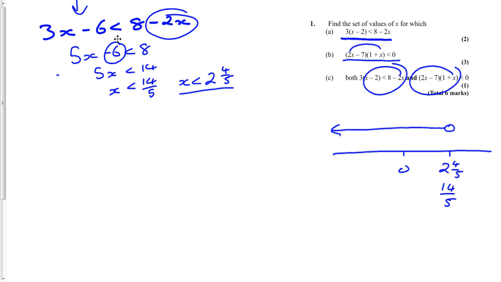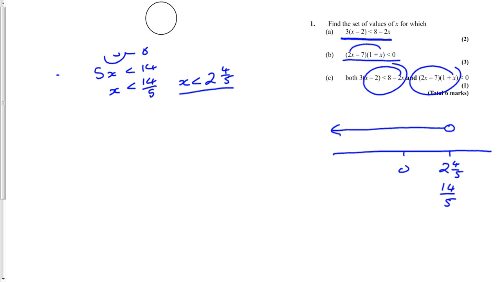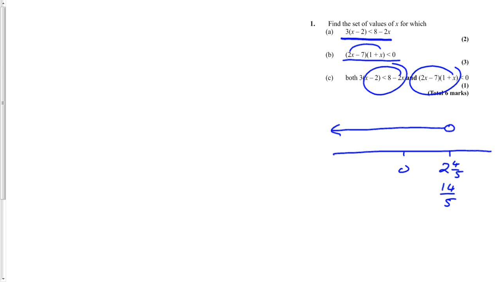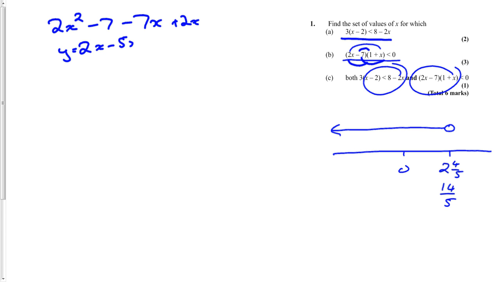So what we're going to do, if we get rid of the first question there, if we multiply that out, we're going to get 2x squared. We're going to get minus 7. We're going to get minus 7x. And we're going to get plus 2x. Which will be y equals 2x squared minus 5x minus 7.